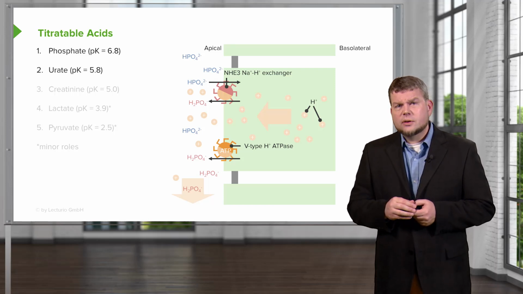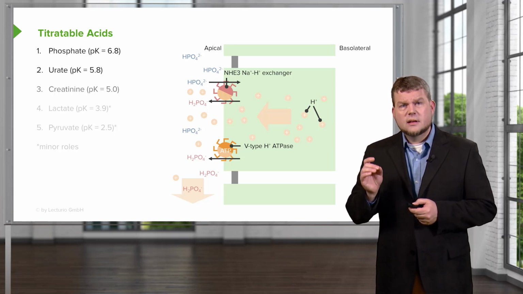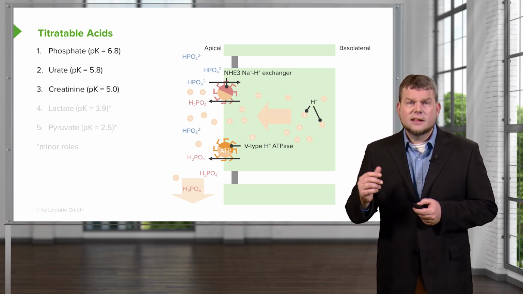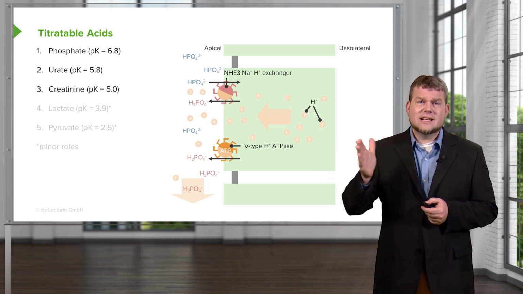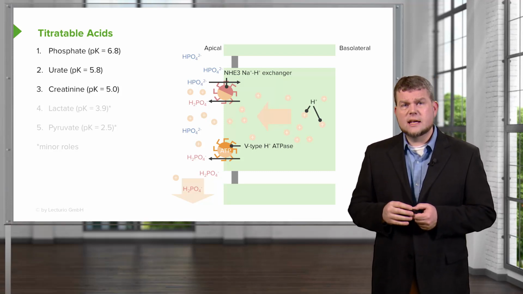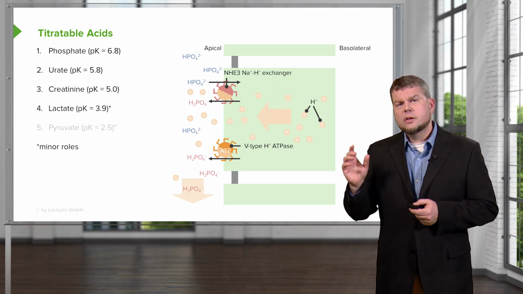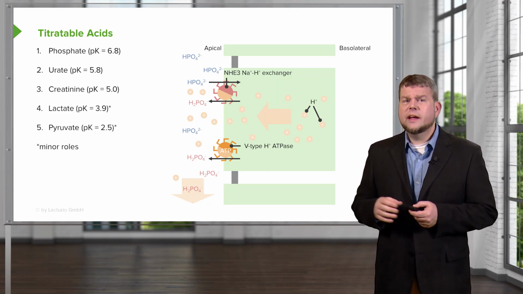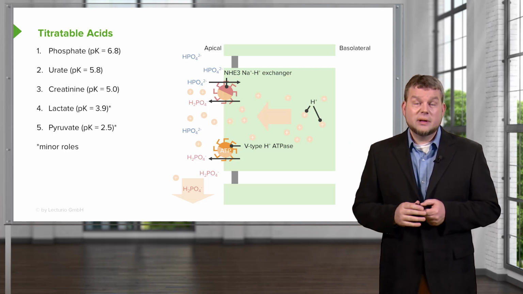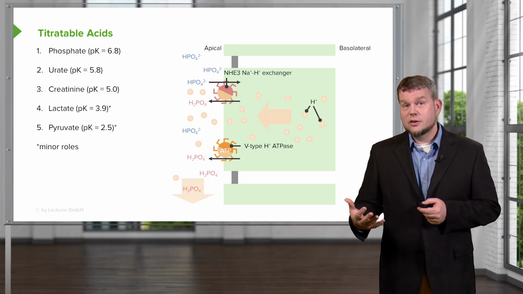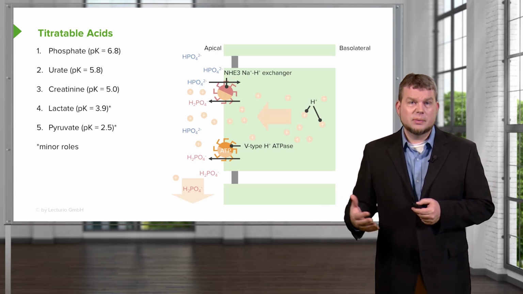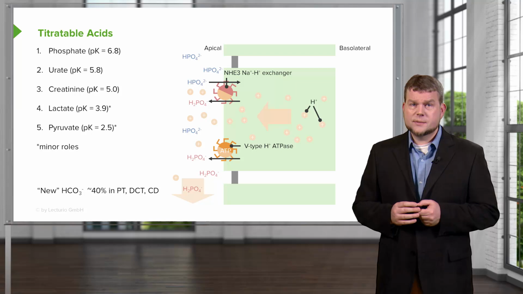Some of the other titratable acids, such as urate and creatinine, have a lower pK. Therefore, the pH of the urine has to be lower before you're going to be able to utilize these to a great extent. You also have lactate and pyruvate, but those pKs are below the normal pH that you can obtain in the urine, so these are less important. They have very minor roles because of the lower pK values.